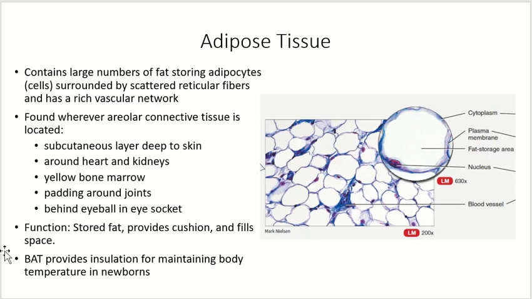Then additionally, there is a type of adipose tissue called brown adipose tissue. This is also going to provide insulation for maintaining babies' temperature when they're newborns. So babies are able to burn this brown adipose tissue as a heat source. So pretty handy.